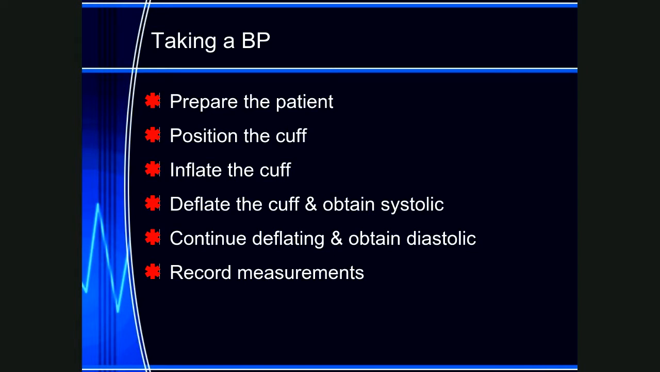Then we're going to deflate the cuff and listen for the return of the brachial pulse. And this gives our systolic number. We continue to deflate the blood pressure cuff until the brachial pulse sounds disappear, and that is our diastolic number. Then we're going to record the measurements. And remember, when we're palpating, you will only be able to read the systolic pressure, because we're taking the blood pressure at the pulse point of the radial pulse.